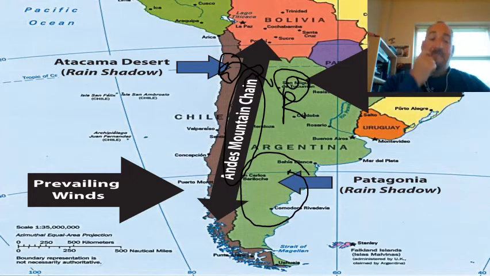So the difference between weather and climate, understanding that, and then the impact of water and land masses on the climate of a region. Those are what we need to take away as we end this.